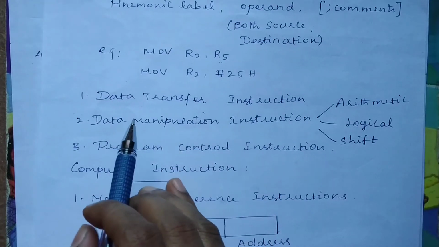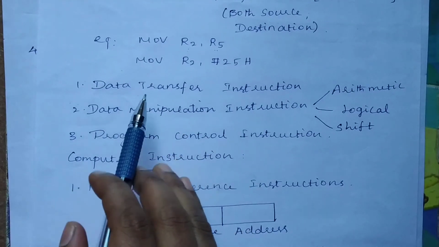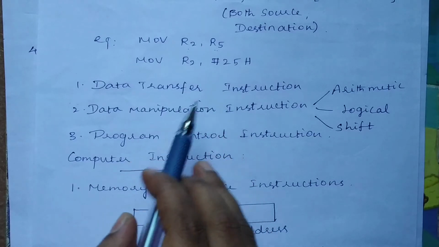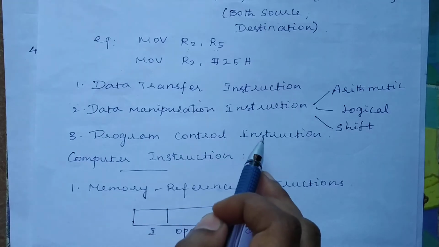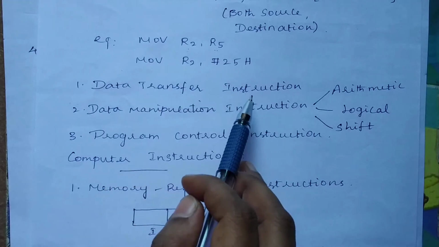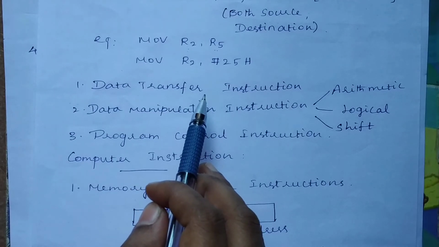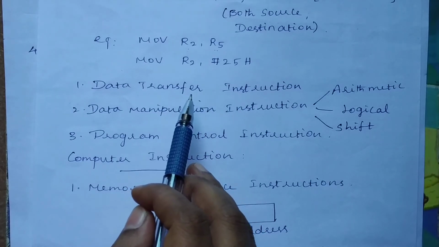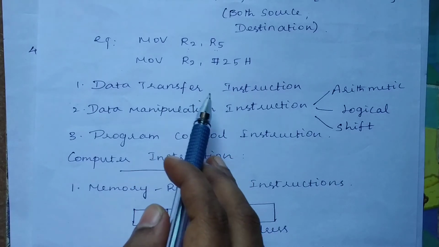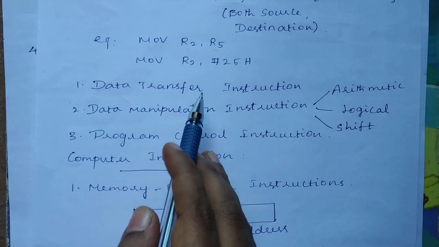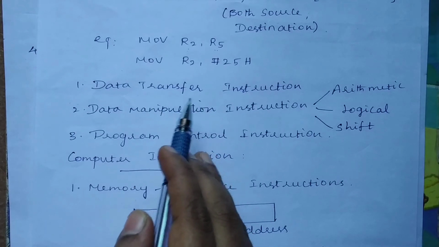Let us see the major categories of machine instructions. The first is data transfer instruction, then data manipulation instruction, and the last is program control instruction. So what is a data transfer instruction? In order to transfer the content from one location to another, where the location might be a register or even a memory address, all the instructions that can perform that kind of operation are data transfer instructions.